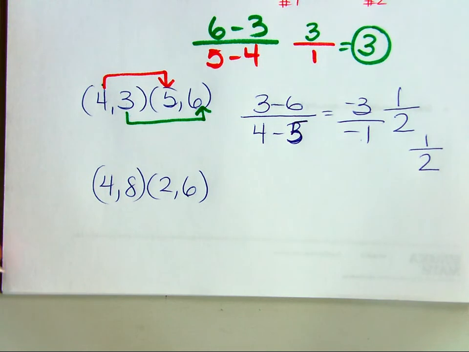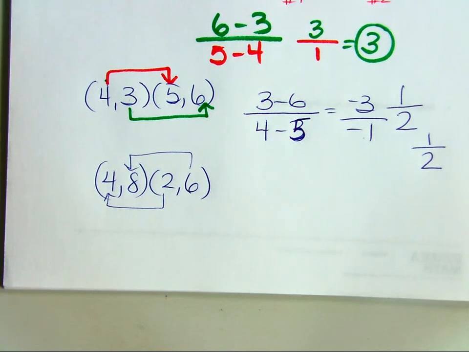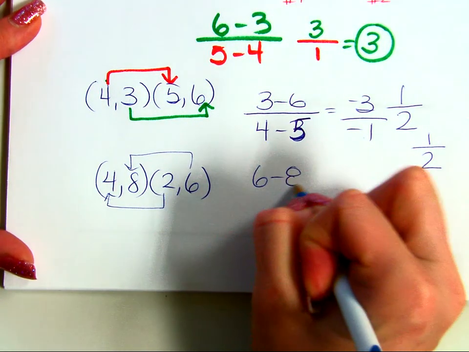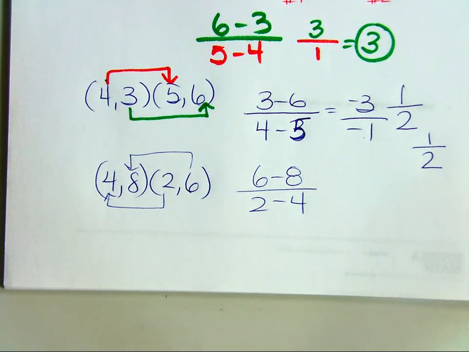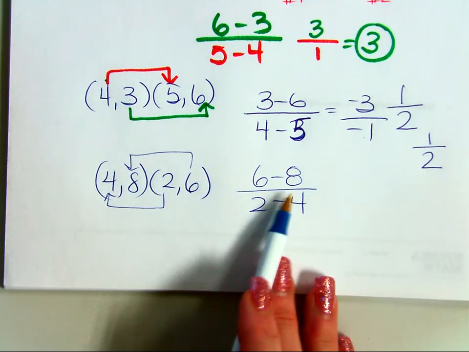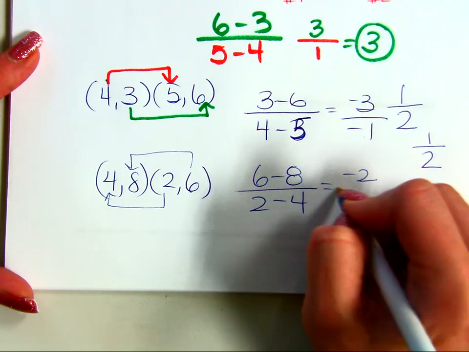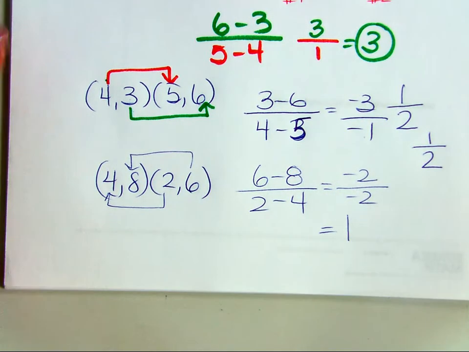And for a while, these lines may be necessary for you. Maybe you understand it enough that, so do you have that? Are those in the right spots? Good. So this is going to give you -2 over -2. Your slope is 1. Okay.